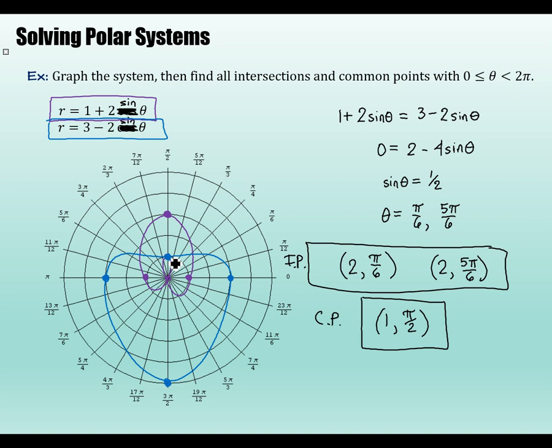Is it technically a common point? The purple graph's never actually hitting that point with that name. The purple graph does go through this point, just not with that name, right? It goes through the point (-1, 3π/2), like you said. But those are the same point in rectangular coordinates, right? Does that make sense?